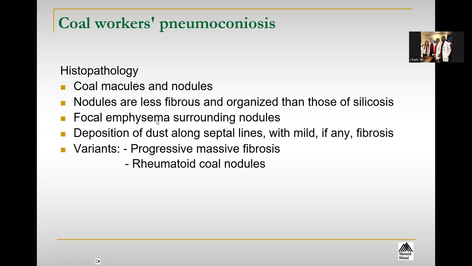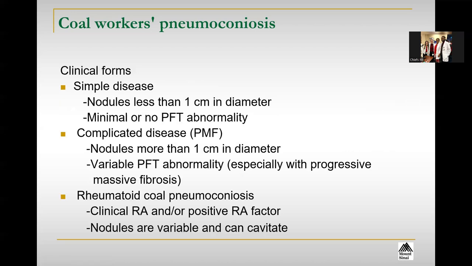And there, surrounding them, there are areas of focal emphysema and extensive deposition of dust along septal lines, but not a lot of fibrosis unless, as I said, there is silica deposition in the lung. And there are some variants like progressive massive fibrosis and rheumatoid coal lung.